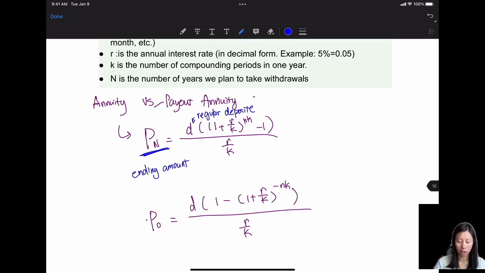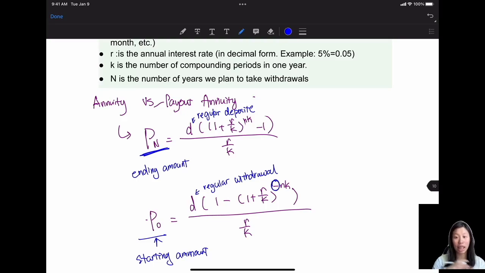Okay, for payout annuity, P sub 0 is the starting amount. Since you're trying to withdraw the money, think about how much money you have in the account. And D is the regular withdrawal. And also, one tricky part is here, payout annuity, since you're taking it out, the exponent should be a negative, and you use 1 minus it. But for the annuity, the exponent should be positive.